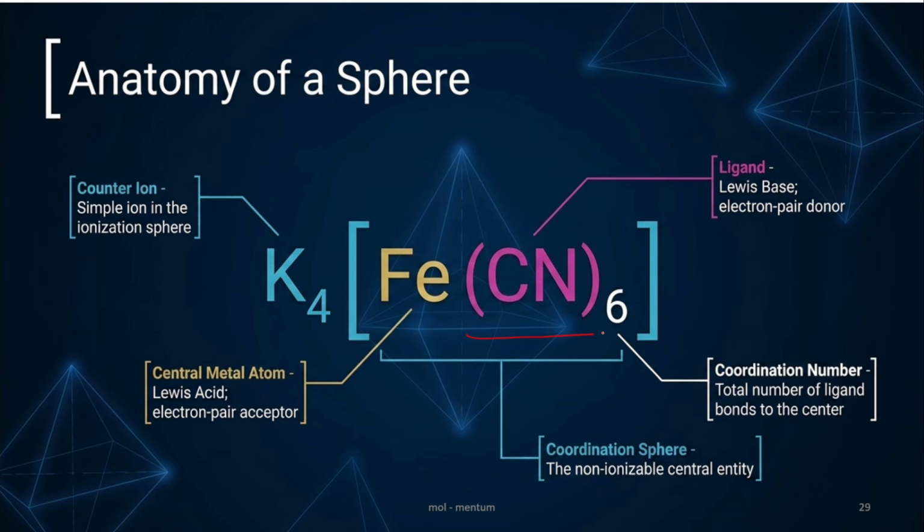The third one is the ligands. Whatever is written after the central metal is the ligand. So the ligand is a Lewis base, an electron pair donor. Now whatever number is written along with that ligand is called the coordination number, the total number of ligands directly bonded with the central atom. And this large square bracket is called the coordination sphere. That's all.